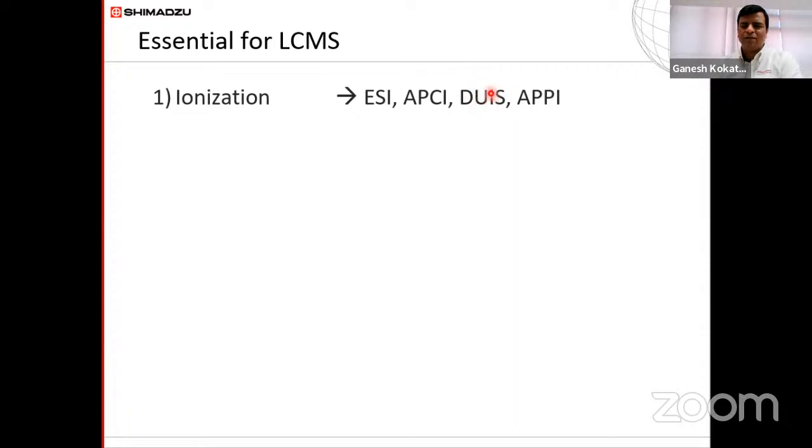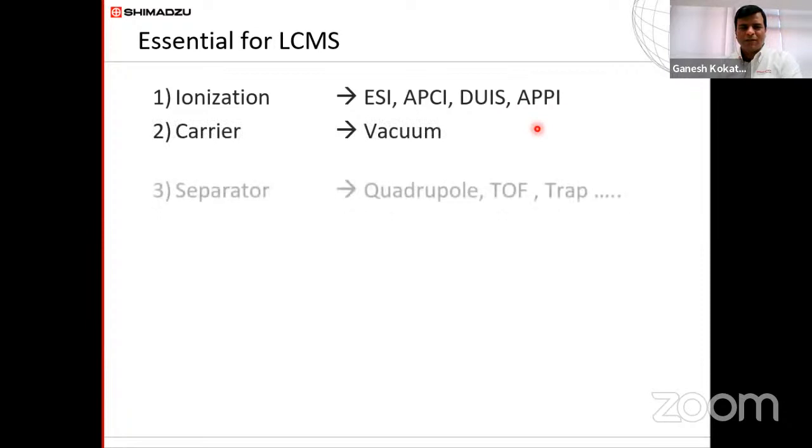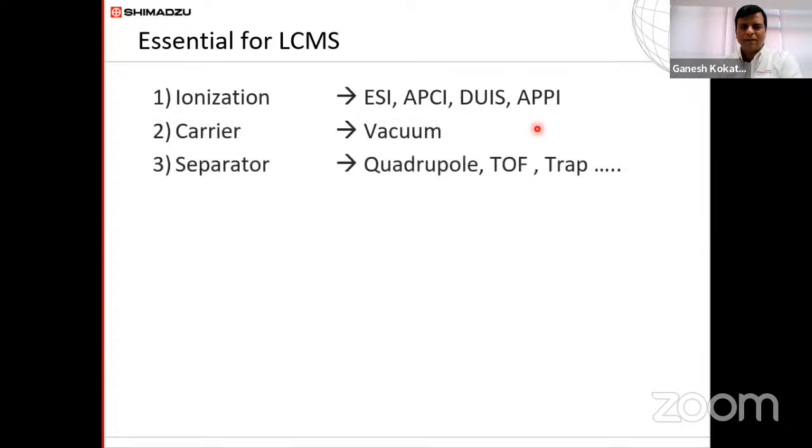If you want to identify polar, mid-polar, or non-polar components in the same run, DUIS is useful. The only disadvantage of DUIS is that it is less sensitive compared to the other two. And there is APPI as well, atmospheric pressure photoionization. Normally we use a vacuum, then separation with a quadrupole, TOF, or maybe a trap. And detectors are normally EMT, PMT, or ECM.